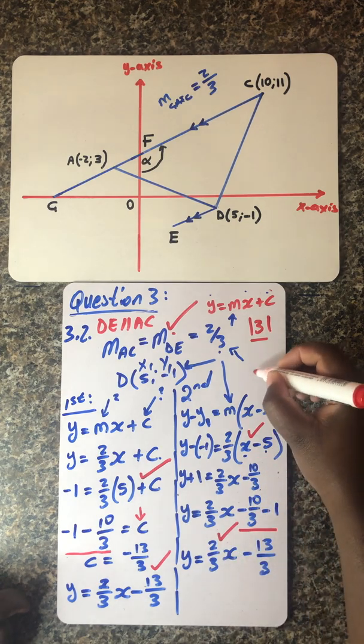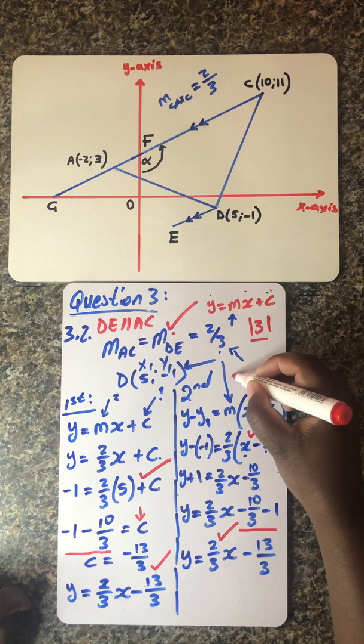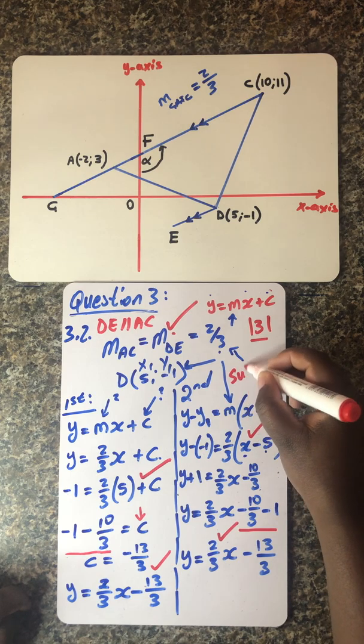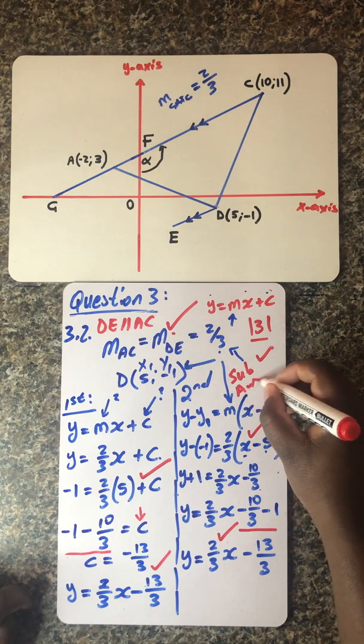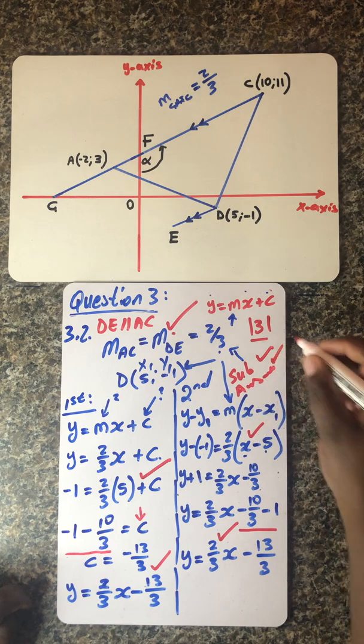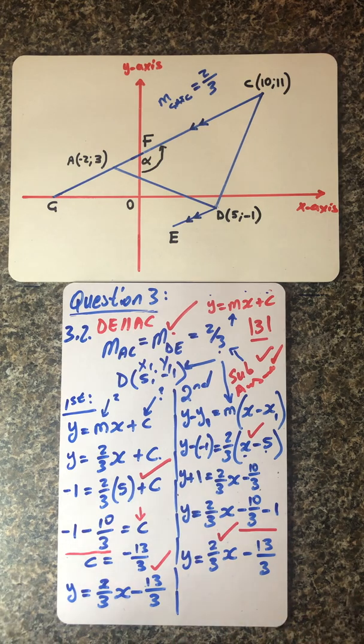So in short, it's a mark for substitution. We give you a mark, and then we give you another mark for the answer. Okay, so that's basically how you score your 3 marks.